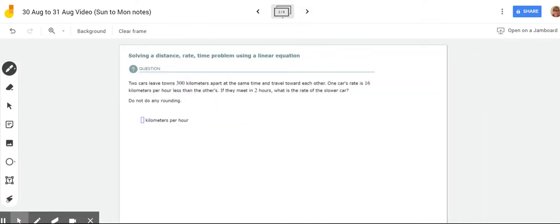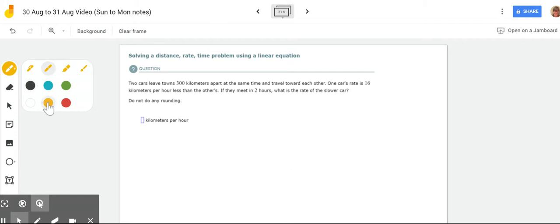I'm going to do 3 distance, rate, time problems, solving for each of the different things. So this one, let's read it. And when you read it, I don't know about you, but I personally go through and highlight and underline things and write them down.